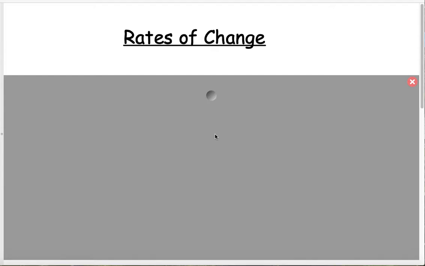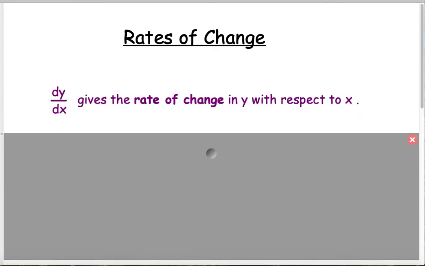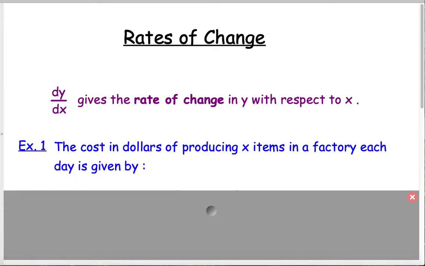In this section, we're going to talk about rates of change. So dy/dx gives the rate of change in y with respect to x. We can take some applications, and instead of using x and y, we can use other variables, but it's the same idea. The derivative is a rate of change. So let's look at an example.